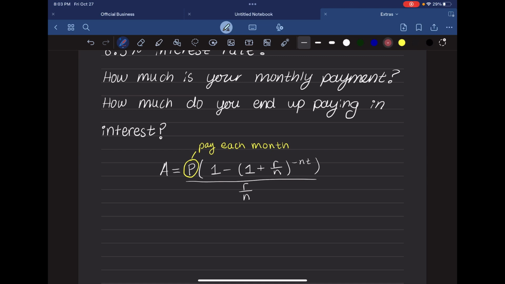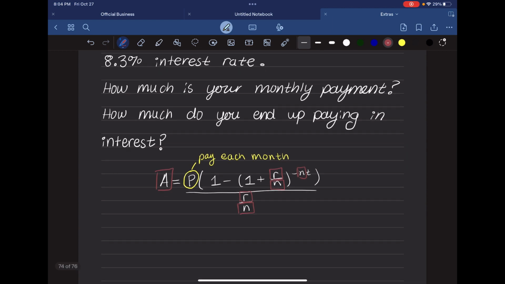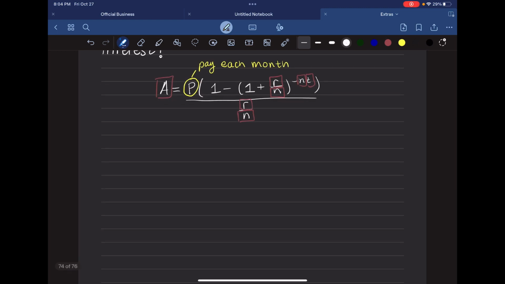But we do know our original amount for the loan, which would be our A. We know our interest rate, which is our R. We have a monthly period, so N is going to be 12. And for T, since it's a 72-month loan, you just have to figure out how many years 72 months is. That's going to end up being 6 years. So we also know T. So we can go ahead and plug in all of those values.